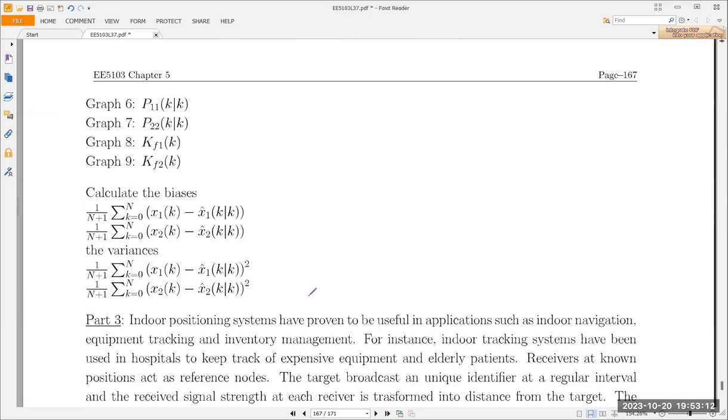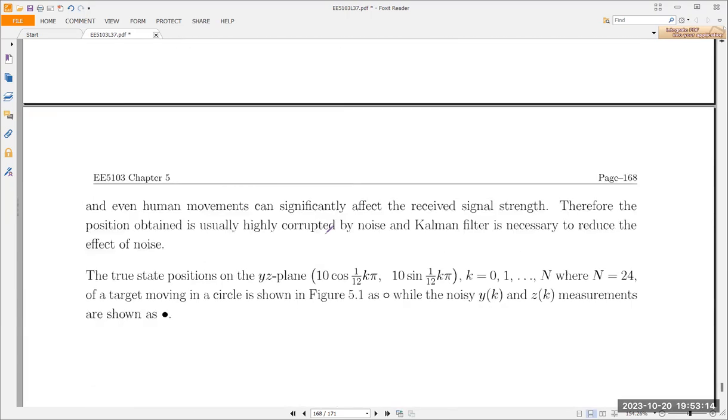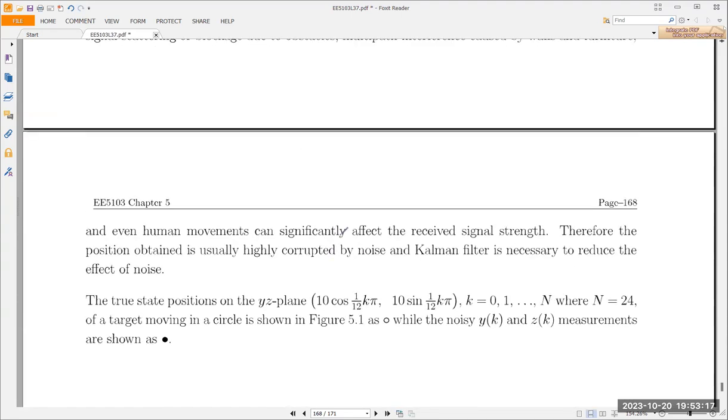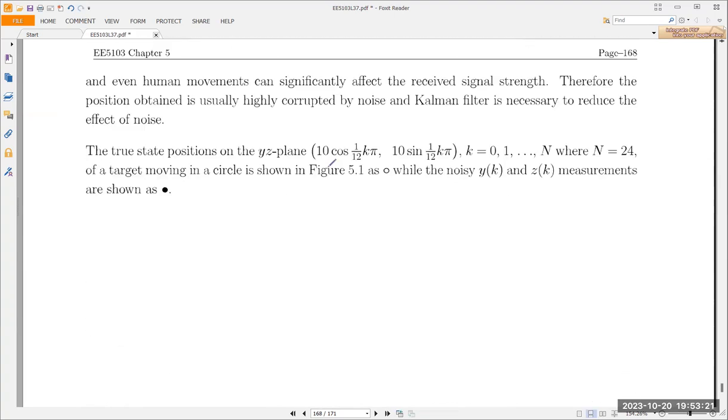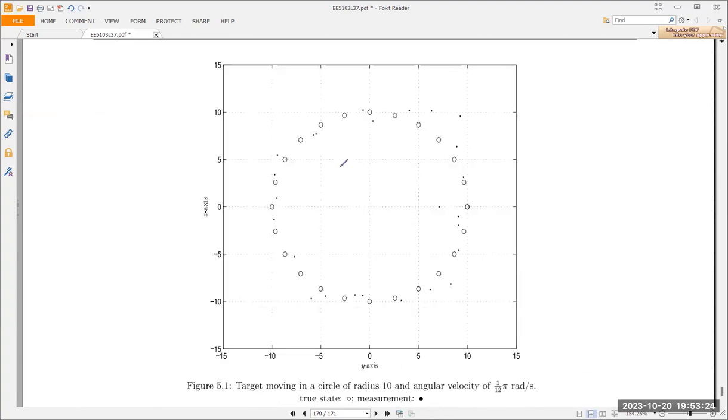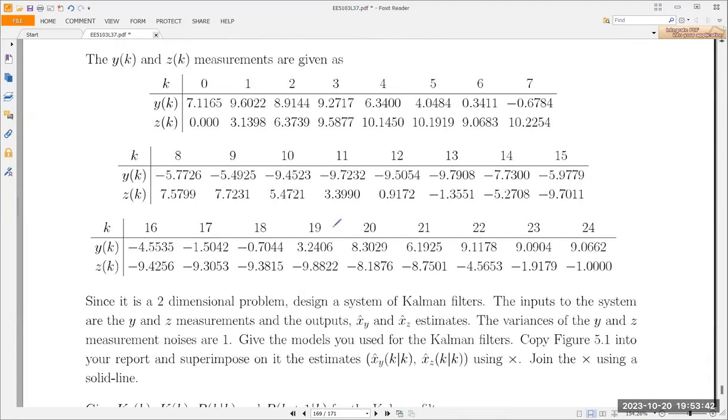The rail project is part 3. All right. The rail project is part 3. Part 1 and part 2 are just to warm you up. Part 3 is like that. The railman walks in a circle. All right. The dots are the measurements Y and Z. So I think this is the Y-axis, this is the Z-axis. I gave you the numbers, the measurements Y and Z.